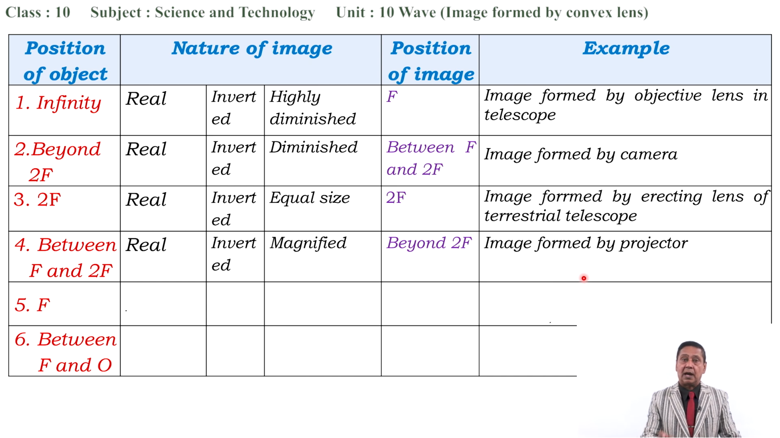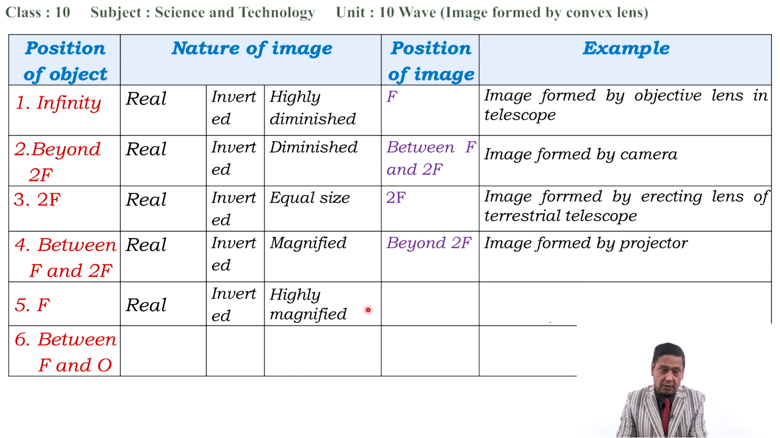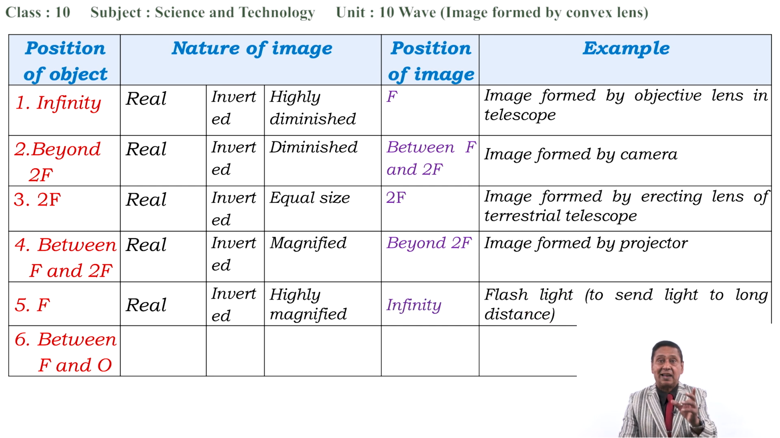And where does it form? The image formed by a projector. I think you have seen a projector. Where is the film placed? The film is placed between F and 2F of the lens, and its image forms beyond 2F on the screen. It happens in a projector. The fifth condition: a real image forms, inverted, and highly magnified, and it forms at infinity. A flashlight is the example. In a flashlight, a convex lens is used in such a way that the light source is at the focus, and it is spread to a very long distance.